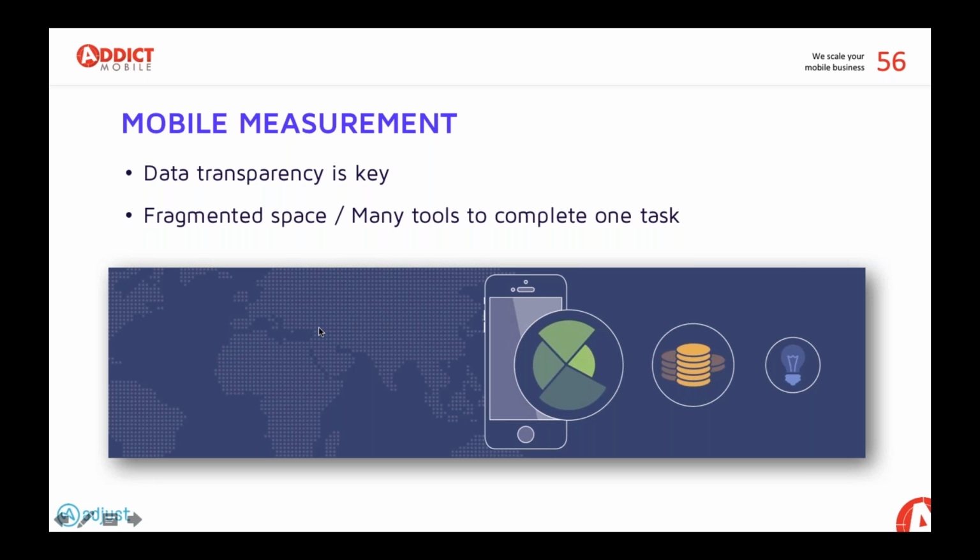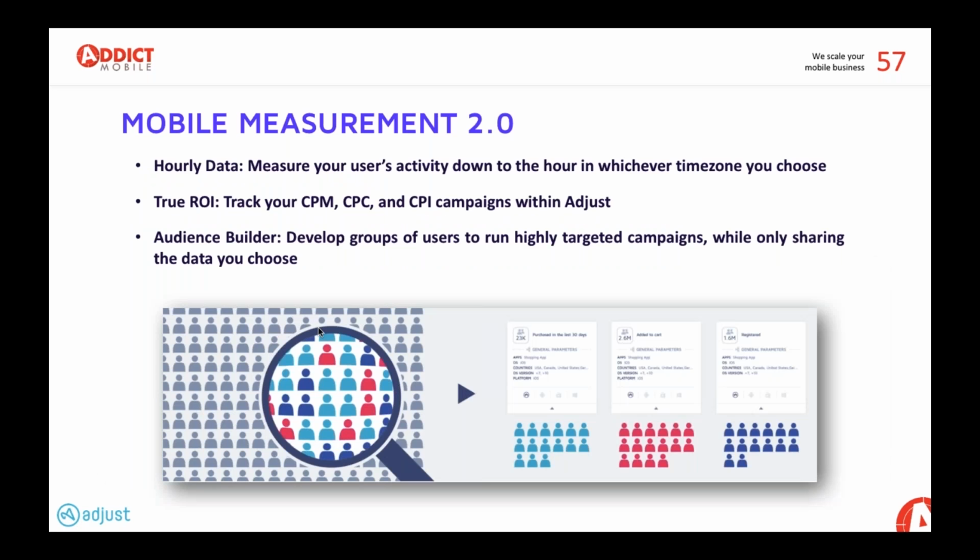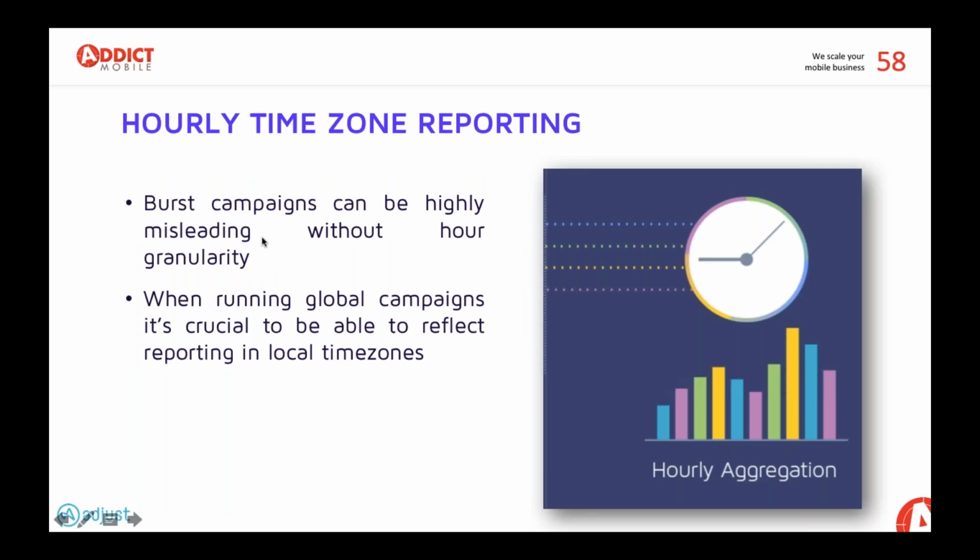So we launched 3 big features. First of all, hourly data through ROI and the audience builder. Hourly data is self-explanatory. It allows you to see your data by hour and to see in which times of the day your users are more likely to interact with some of your creatives and when you should interact with them.